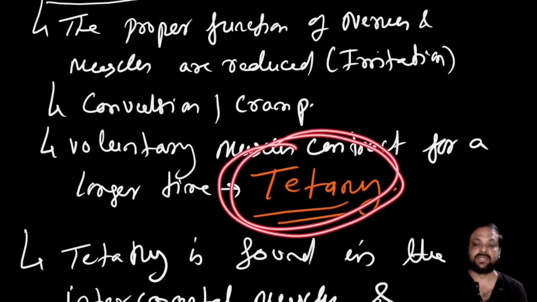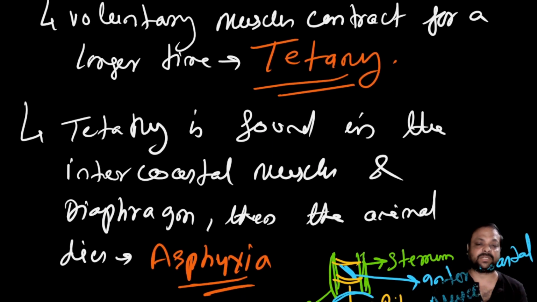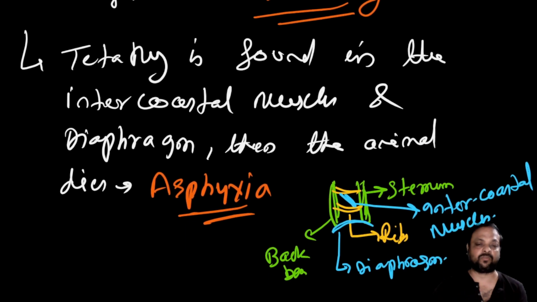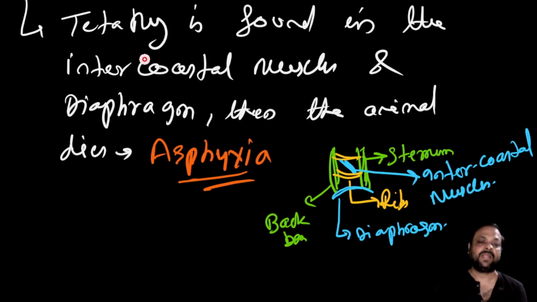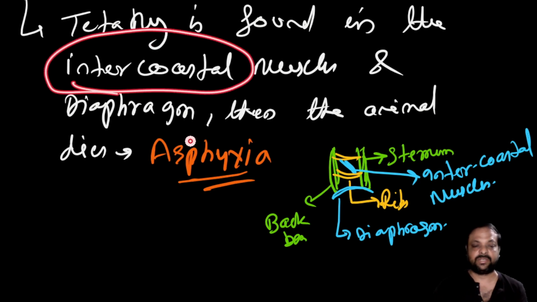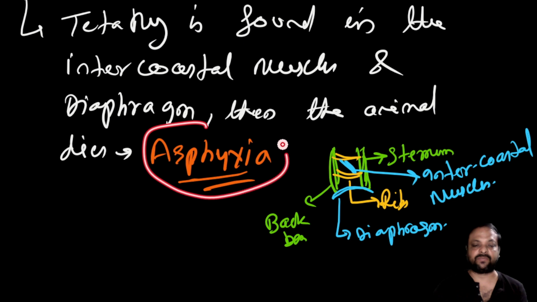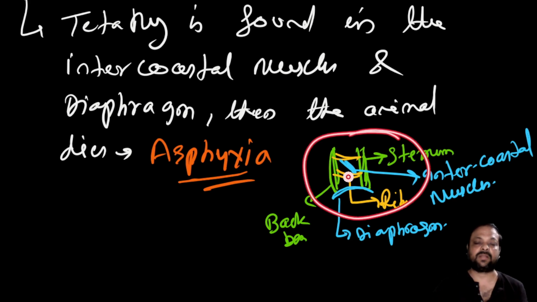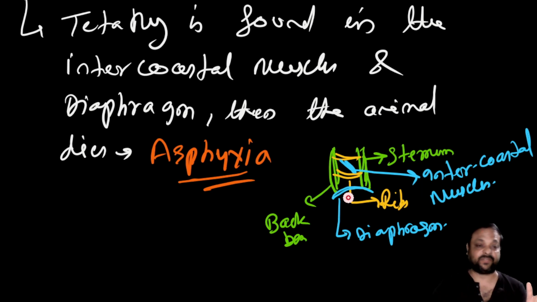So tetany is the disease due to longer contraction of the voluntary muscles due to the deficiency of parathormone or decrease in the calcium level. And if this tetany is found in the ribs and intercostal muscles, then the animal dies because it is unable to breathe out or breathe in. So breathing stops and this condition is called asphyxia. Got it? So these are the diseases normally present in hypoparathyroidism.